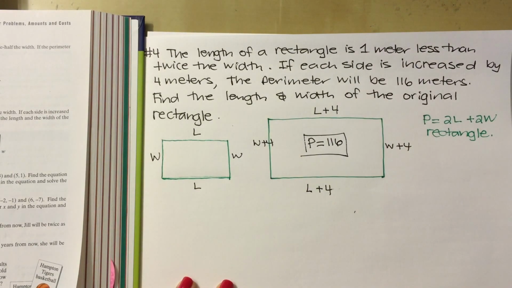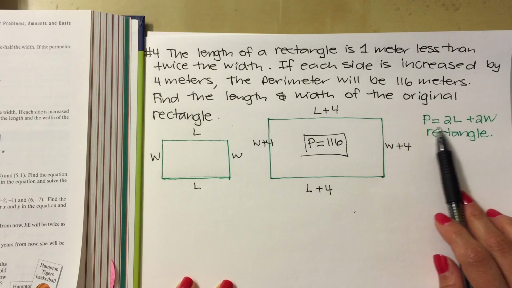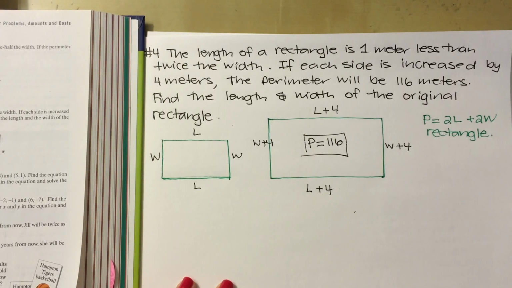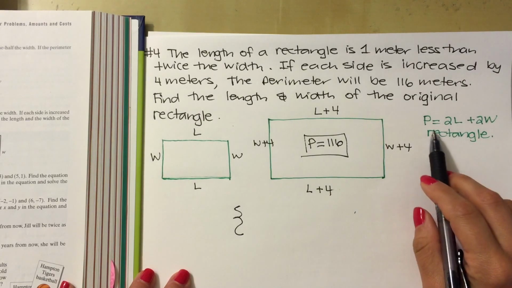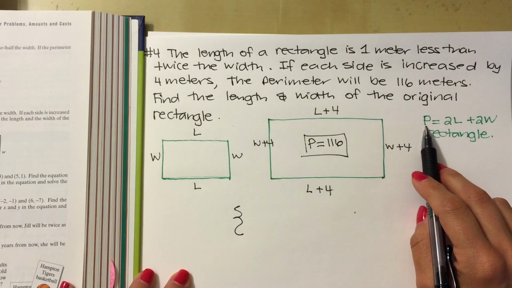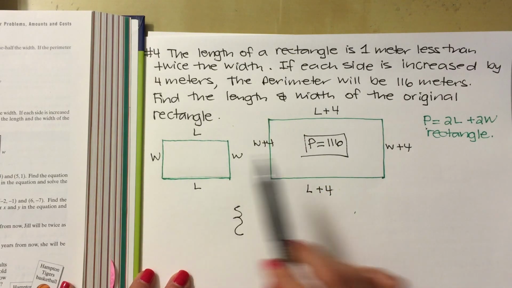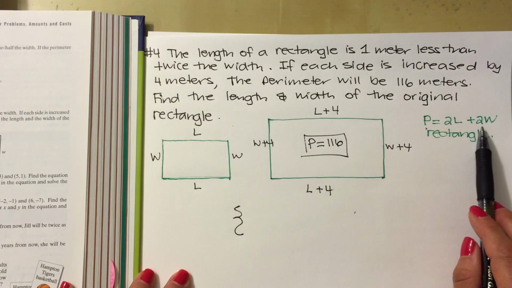Then we need to remember the formula for perimeter of a rectangle, which is 2 times the length plus 2 times the width is equal to the perimeter. Since you have two variables, one for width, one for length, we have to write two equations. So let's see what the two equations are. Well, I can write the equation for the perimeter of the larger rectangle, because I don't have the perimeter for the smaller one. So the perimeter for the larger one is 116. So we're just going to input our information here.